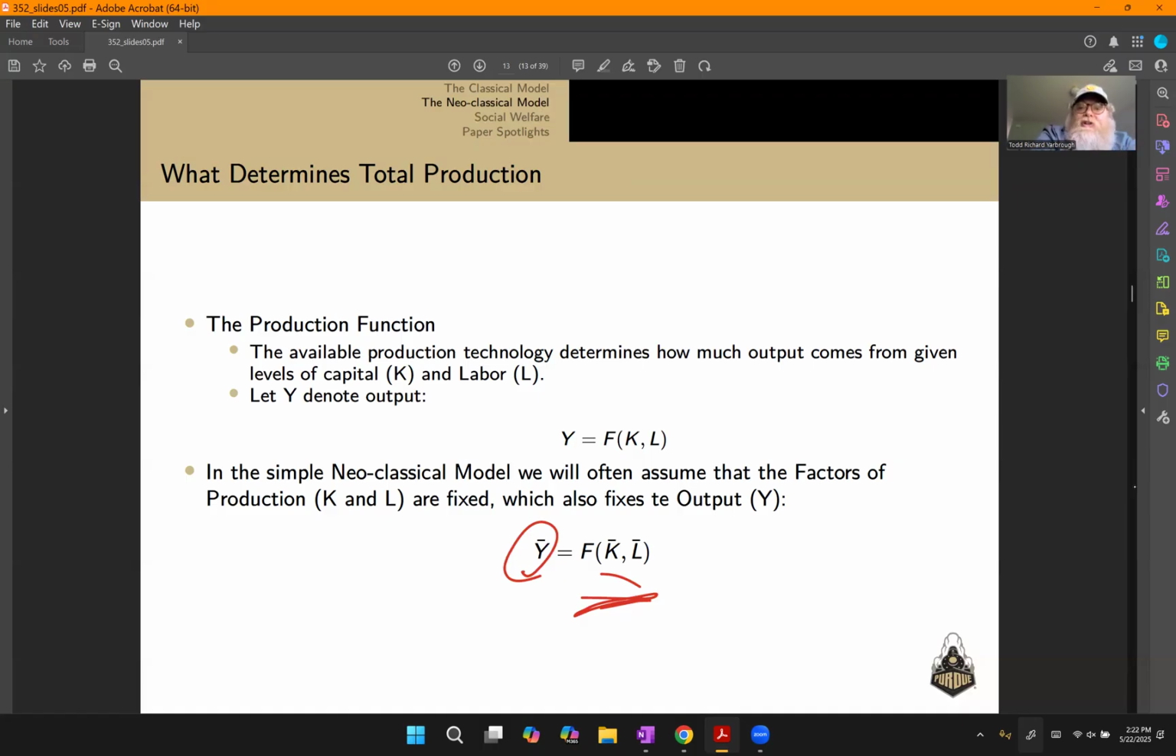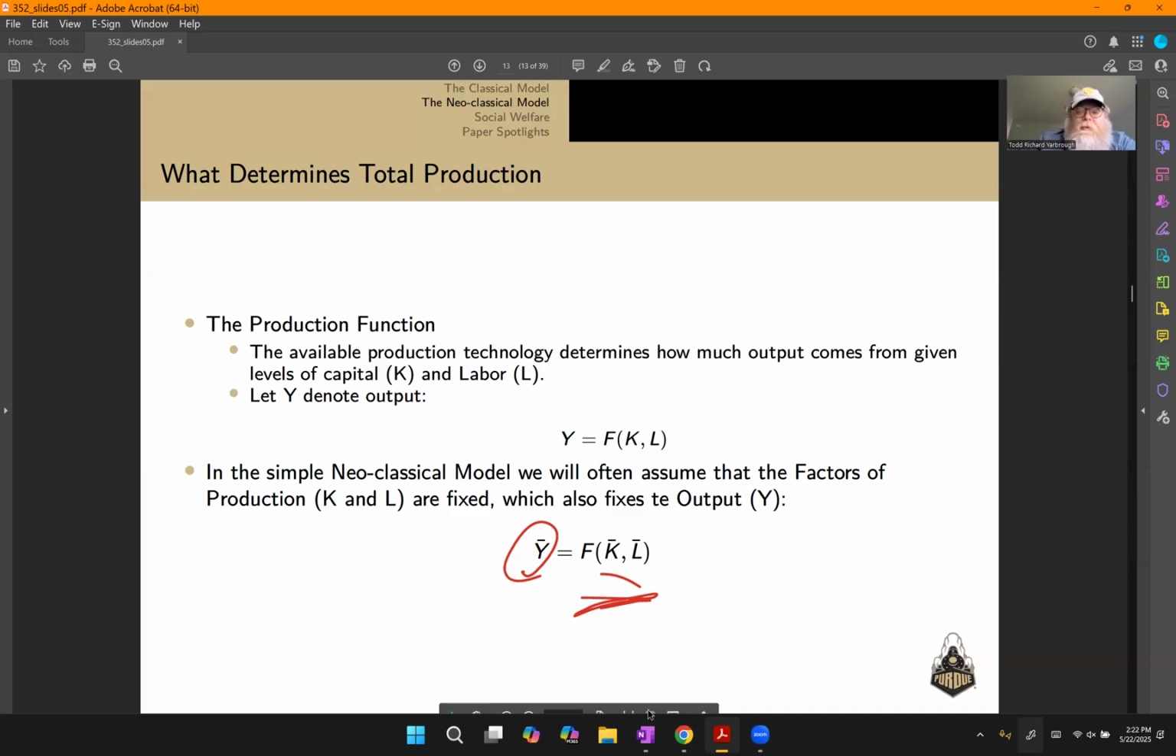Now, the thing about classical economists is that they also tended to believe that the economy was always efficient. That basically the only reason why the economy wouldn't be efficient is if the government intervened. And we're going to talk a little bit more about that next week. And so the classical argument was the economy is going to be at Y bar, that's the basic idea.